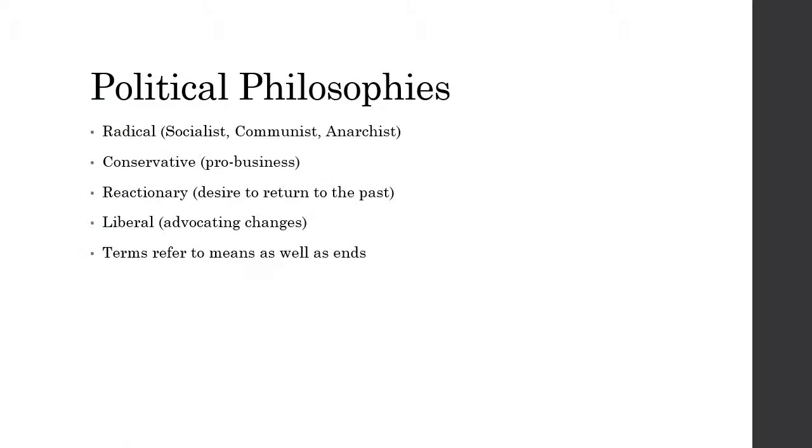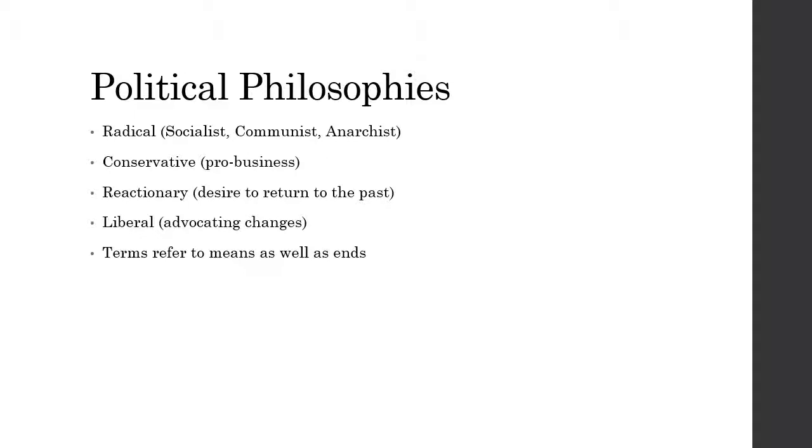So just some of the political philosophies you'll need to be familiar with to really understand this time period would be radicals, conservatives, reactionaries, and liberals. Radicals in the 1920s generally refer to those who are socialists, communists, or anarchists. They are typically immigrants, but not exclusively. They want a violent revolution. They want a drastic change in society and government.